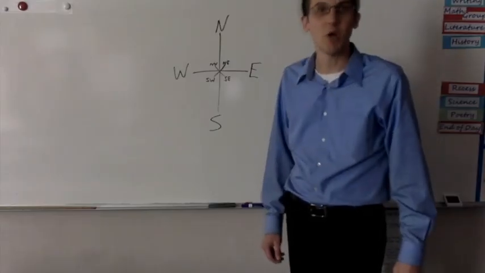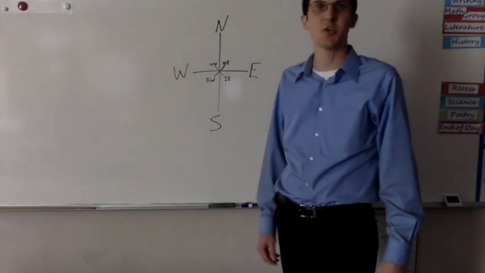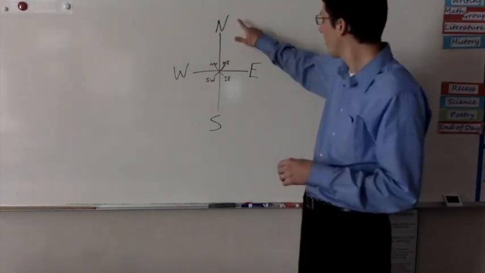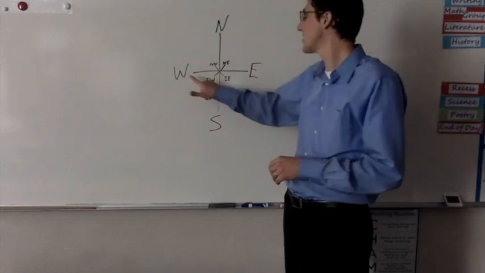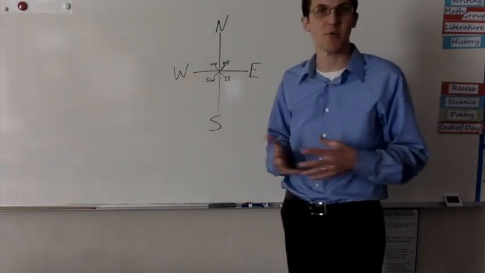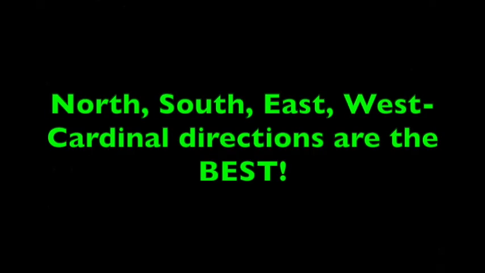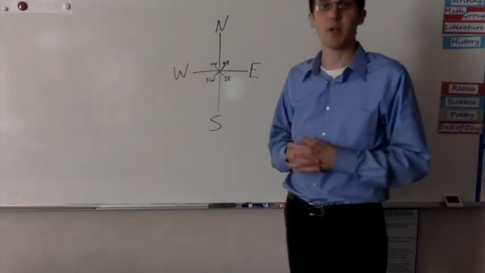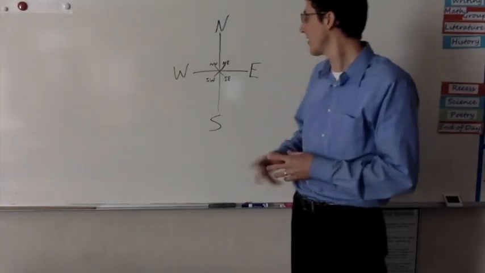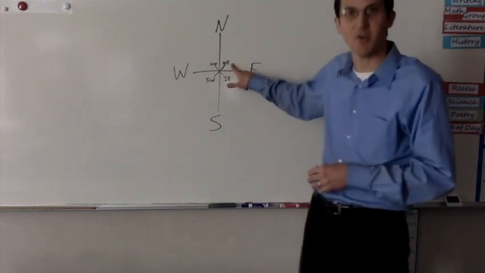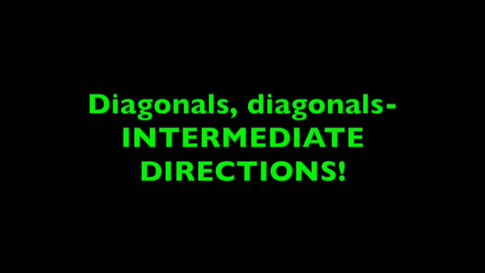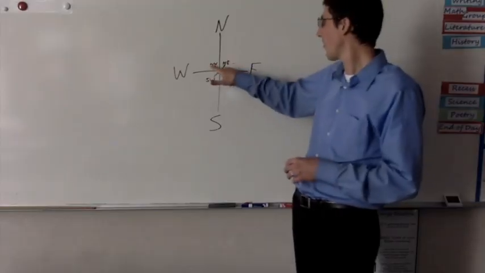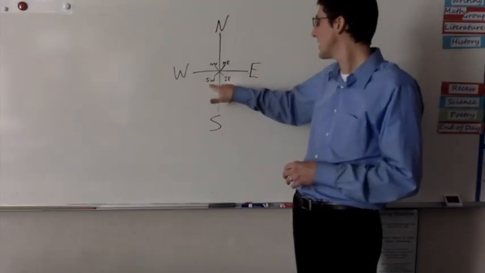The compass rose is the symbol on the map that shows directions for north, south, east, and west. We call those the cardinal directions. Depending on the compass rose, it might also give you a clue as to the intermediate directions, the diagonals: northeast, northwest, southeast, and southwest.